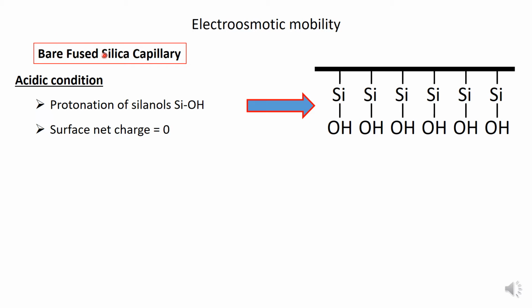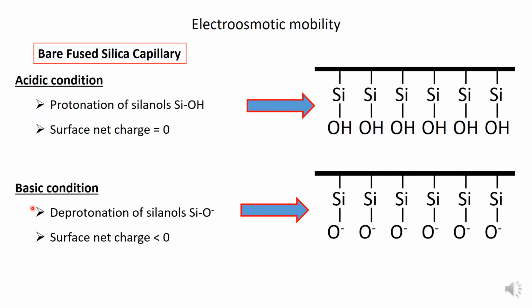So on a bare fused silica capillary, for example, we consider acidic condition. In that case, the SiOH groups are protonated. So we have a protonation of the silanol SiOH. And then the surface net charge is equal to 0. So in that case, nothing happens. We have only the electrophoretic mobility.